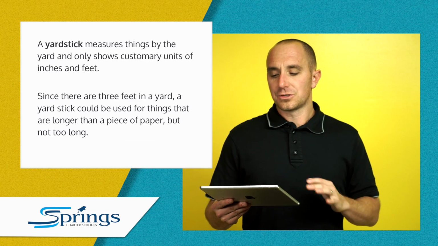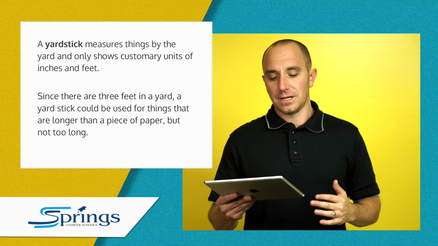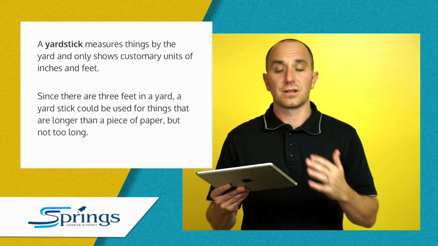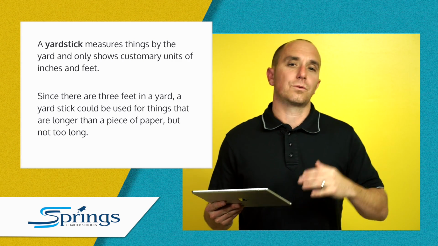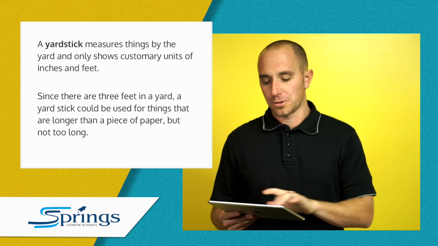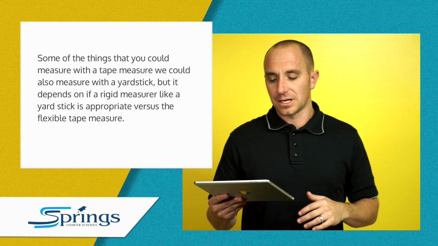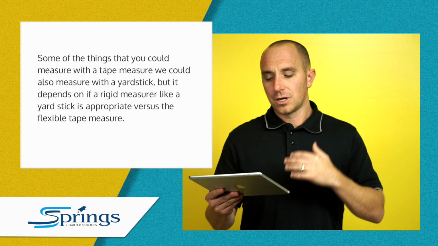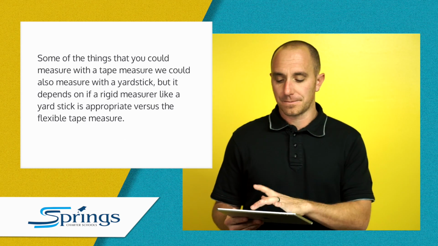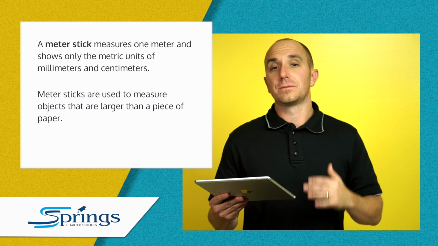Now, a yardstick measures things by the yard and only shows customary units, inches and feet. So since there are 3 feet in a yard, a yardstick can be used for things that are longer than a piece of paper, let's say, but that are not too long where a tape measure would be a better measurement tool for that situation. So some of the things that you could measure with a tape measure could also be measured with a yardstick, but it really depends if a rigid measure like a yardstick is appropriate versus the flexible tape measure. So you just have to decide on your situation. A meter stick measures 1 meter and shows only the metric units of millimeters and centimeters.